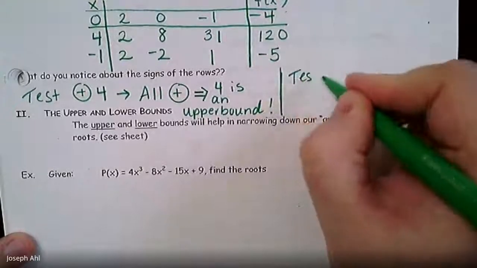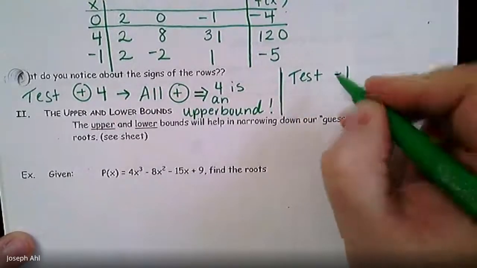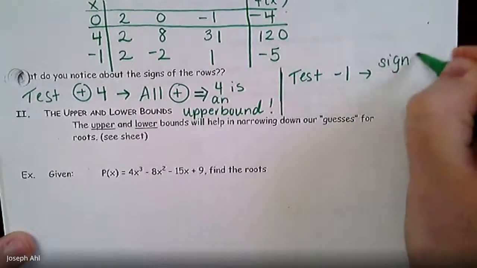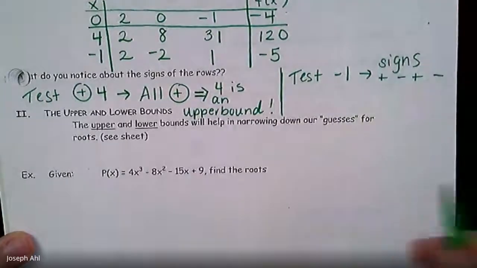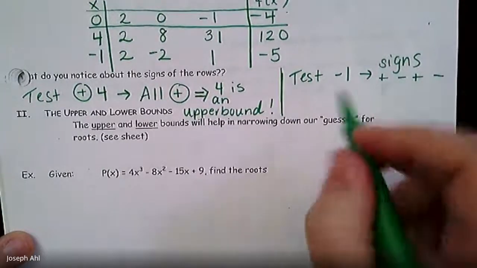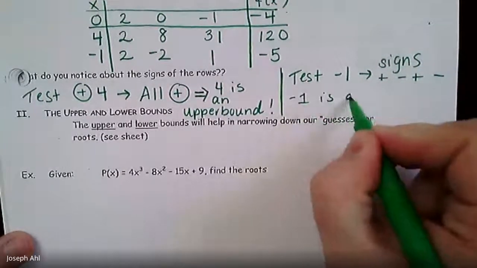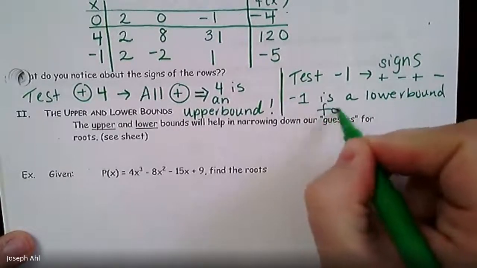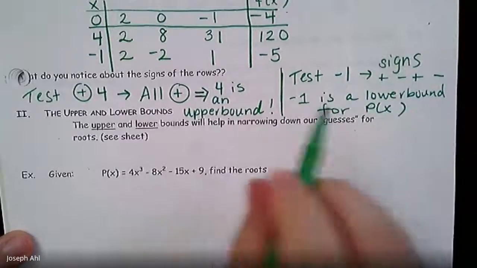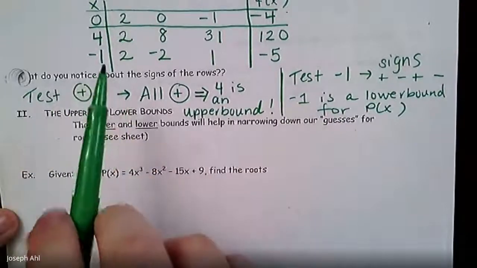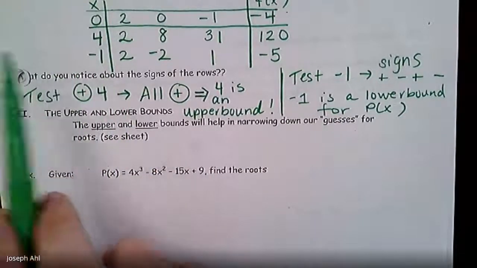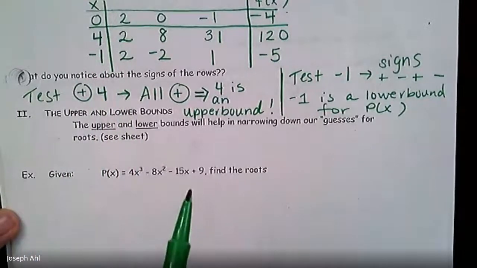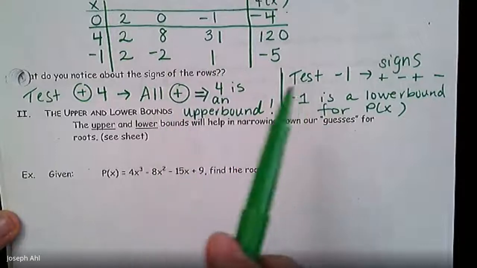So we tested a negative number, namely -1, and the signs went plus, minus, plus, minus. So when the signs alternate like that, -1 is a lower bound for p of x. So what does that mean for us? It means we're not going to test -2 or -3 or -4 or anything that comes before -1, because I know already it's not a root according to that upper bound and lower bound theorem.